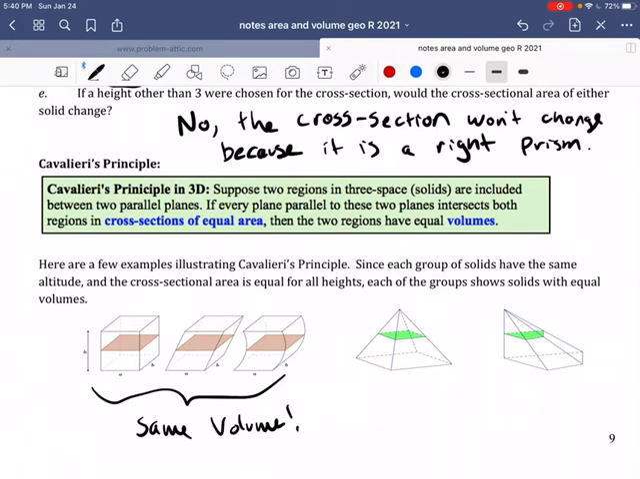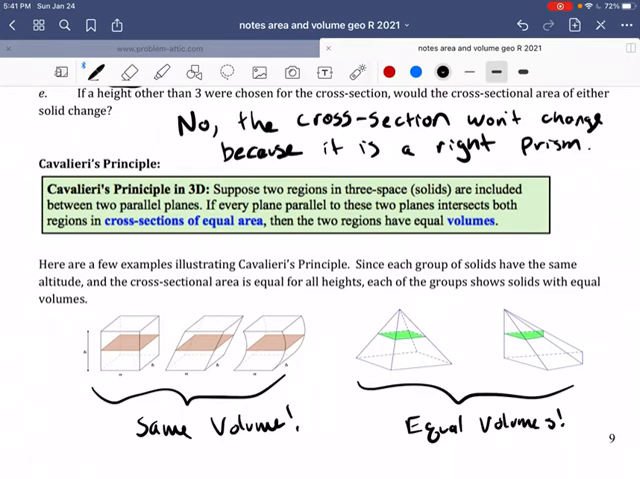Likewise, over here on the right-hand side of the page, both of those green cross-sections have the same area, even though this one is a rectangle and this one is a trapezoid. But they have the same heights, and so because they have the same area for each cross-section, and the heights are the same throughout, then these two volumes are equal to each other. And that's it. That's Cavalieri's principle.